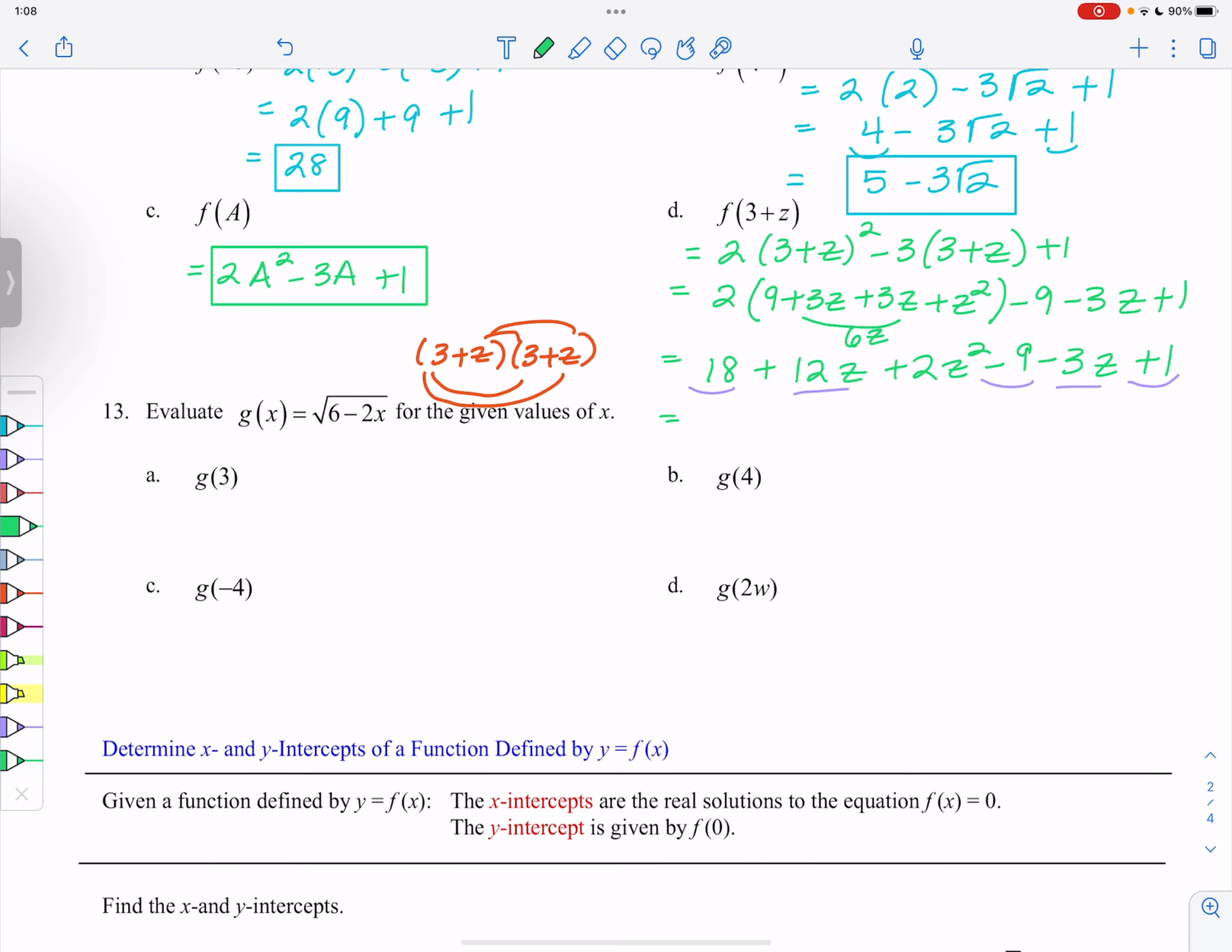So let's go with our z squared first. So we just took care of this term. And now let's add our z's. 12z minus 3z is 9z. And then we have 18 plus 1 minus 9. So that would be a 10.